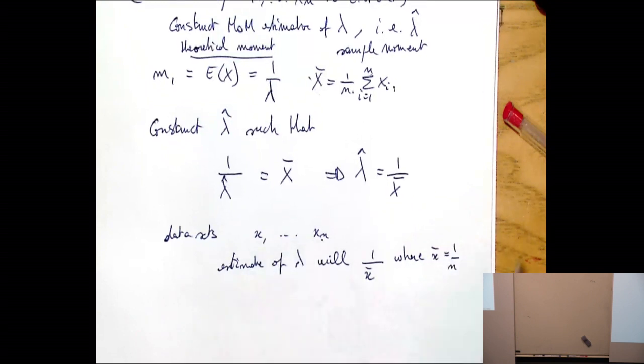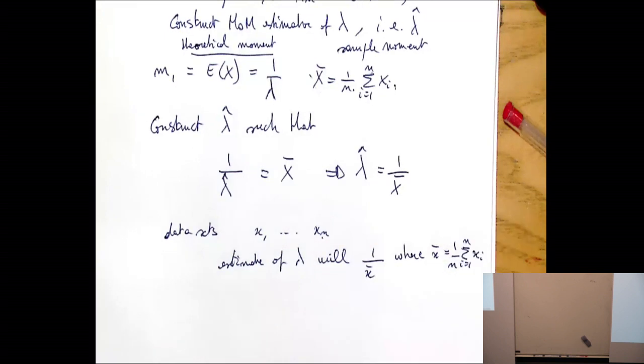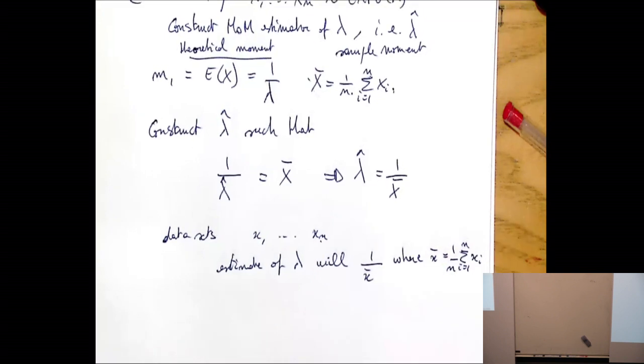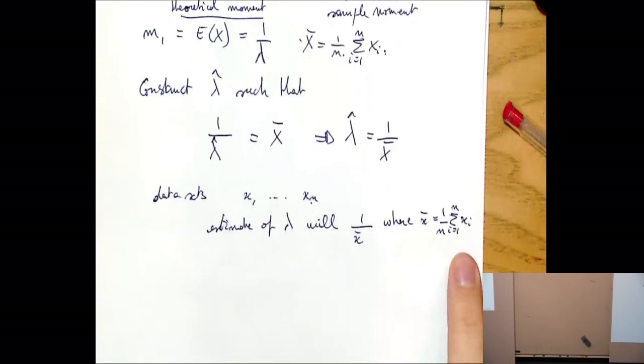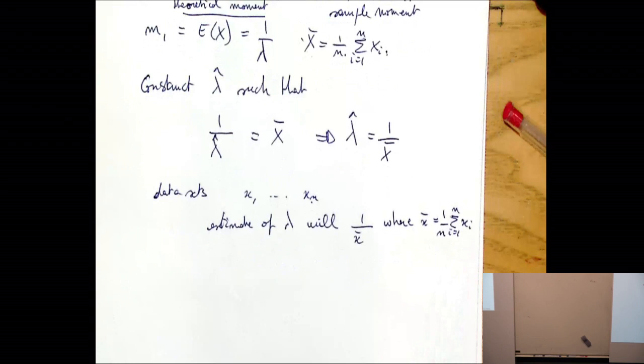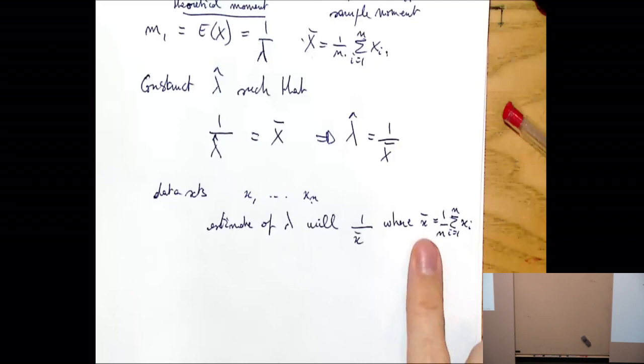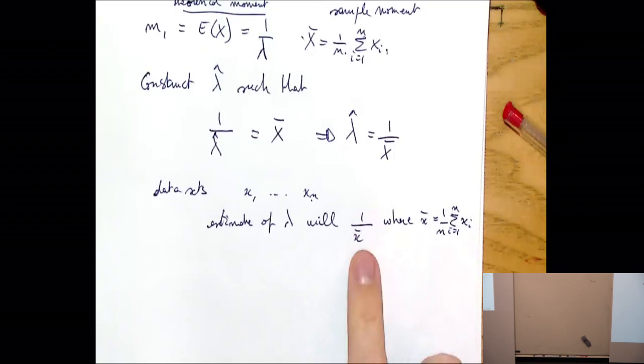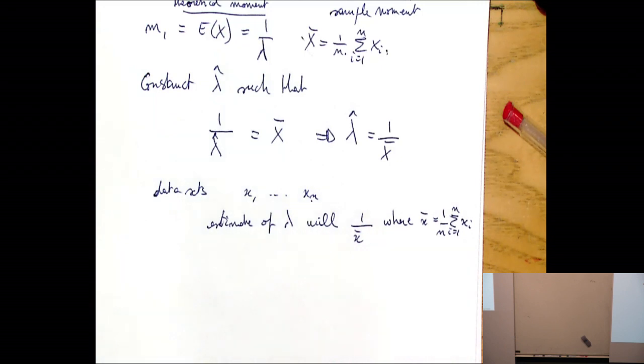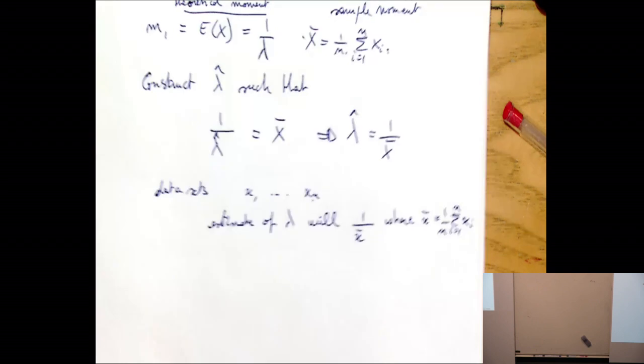So the sum of xi, 1 to n. You have n values that you have measured. You take those n values and compute the sample mean: you sum over all of them and divide by n. You get the realization of your sample mean, and 1 over that sample mean will be the estimate of theta, based on the method of moment estimator.